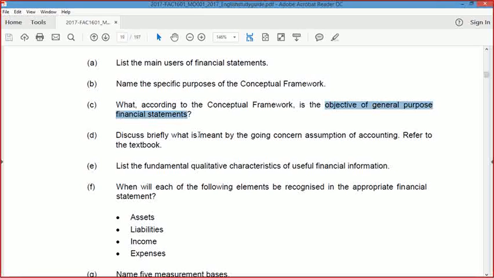There's quite a few. We looked at some of the characteristics before. I'm just focusing on the primary objective. What do we want? We want good, reliable statements so people can make decisions.